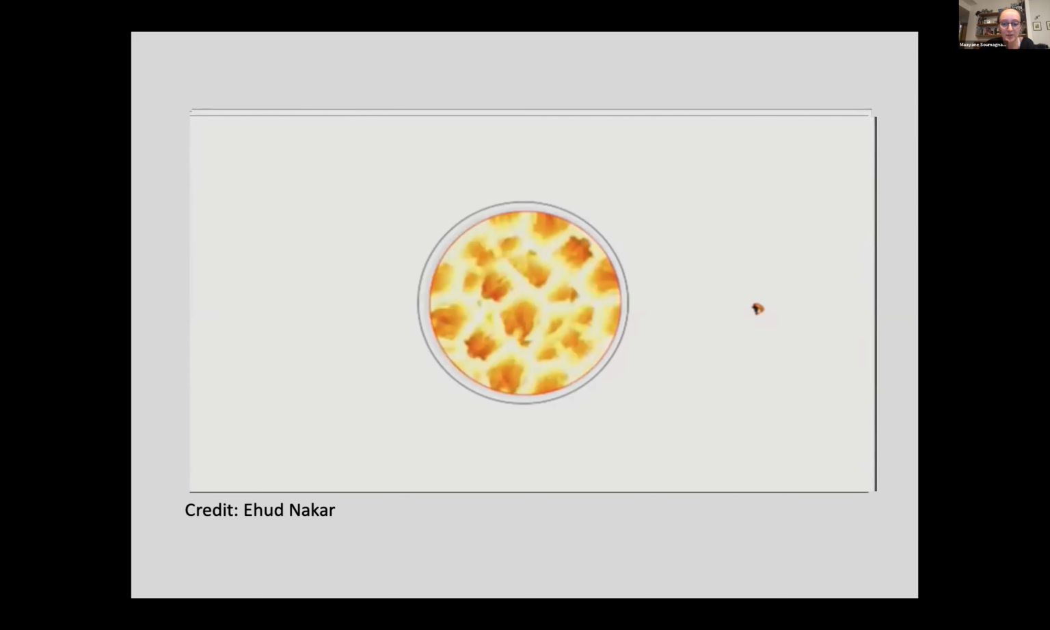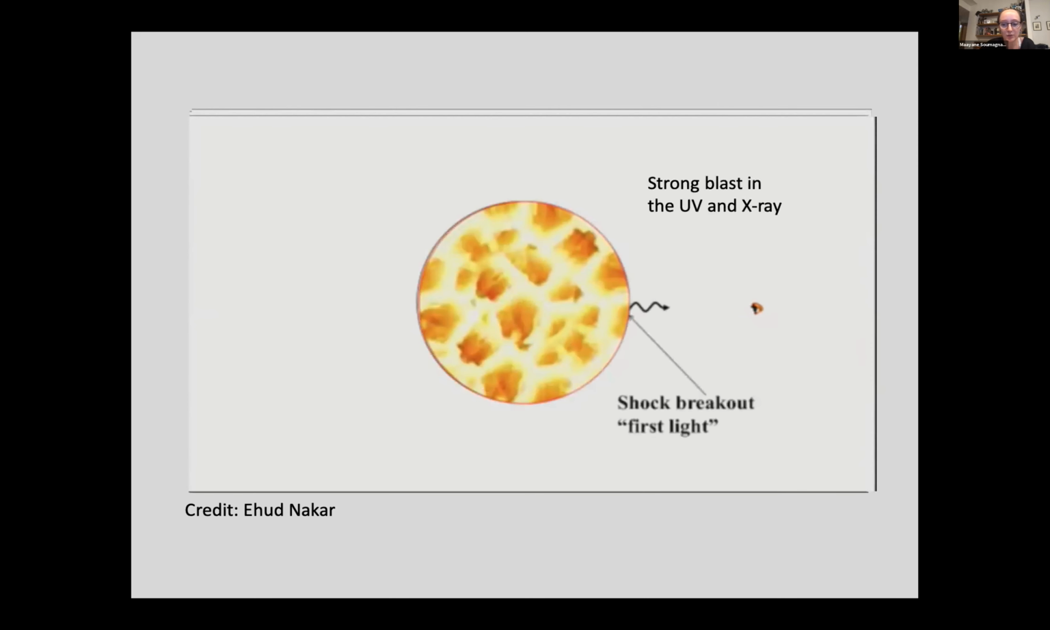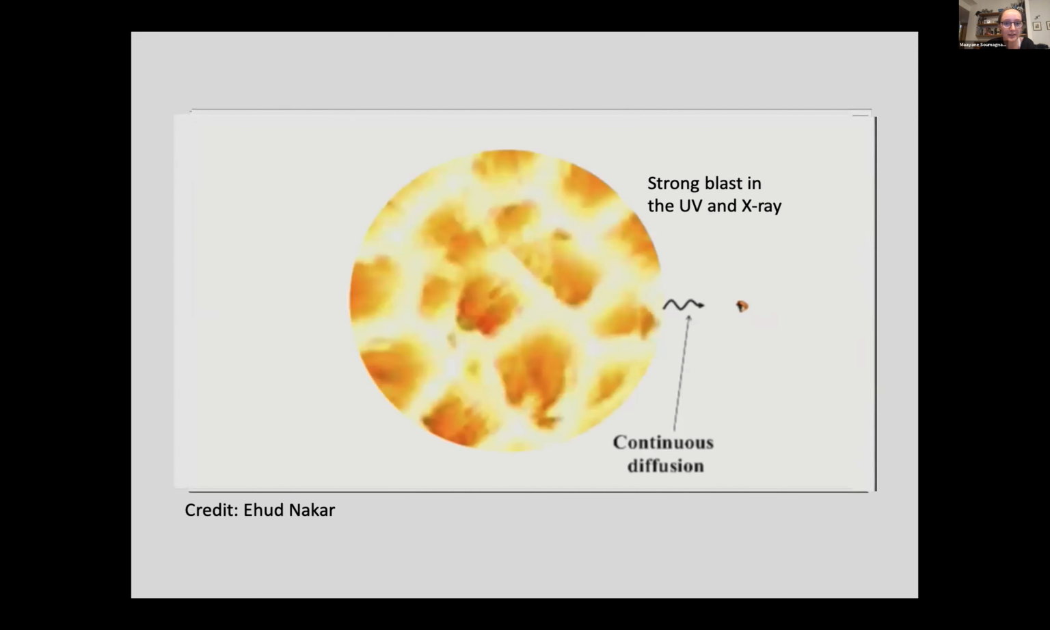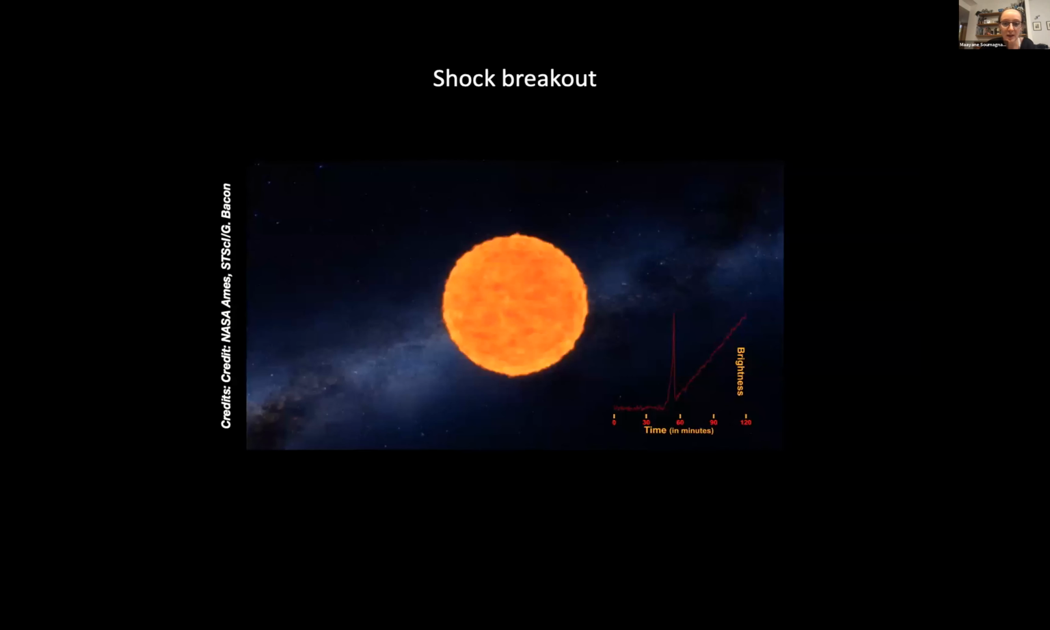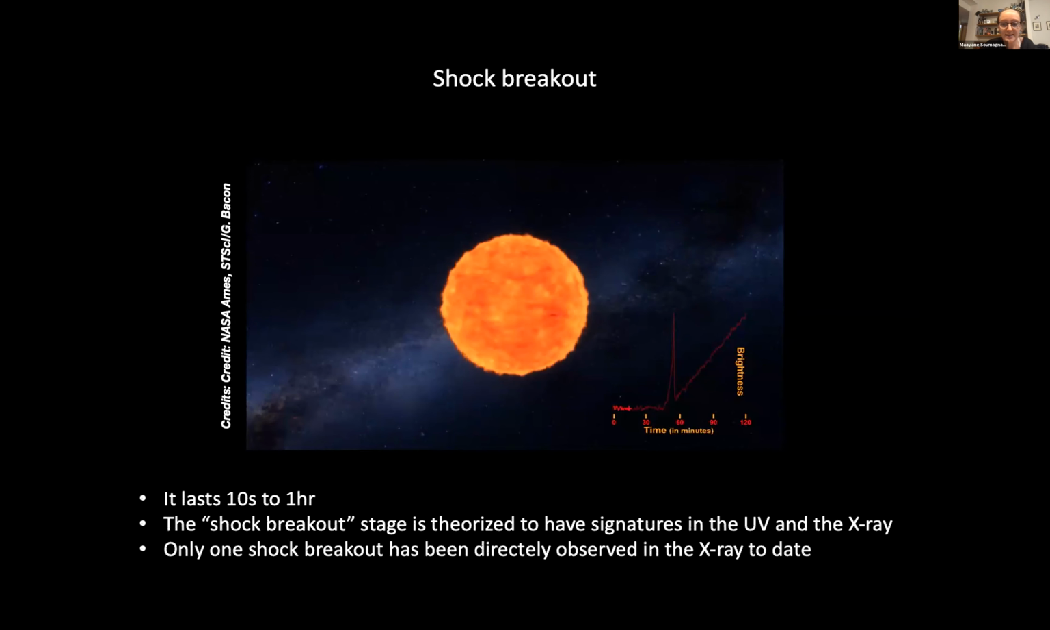At this point, photons start to leak out to the observer, and this is what we call the shock breakout. And then things continue to expand and continue to diffuse. And here is an artist's view of this shock breakout stage. So we think that this stage lasts from a few seconds to an hour, and it's theorized to produce a strong blast in the UV and the X-ray.